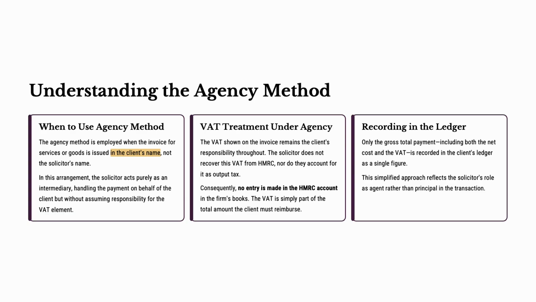So now, understanding the agency method. The agency method applies when the invoice is addressed to the client, and that is what is questioned most of the time. The solicitor is only the middleman. The VAT has nothing to do with the solicitor. The ledger records only the amount paid on the client's behalf, including the VAT, but the HMRC ledger stays untouched. This method is simple. You pay the money, show the payment, and step out of the VAT picture entirely.